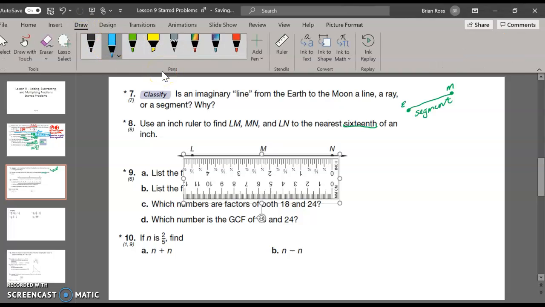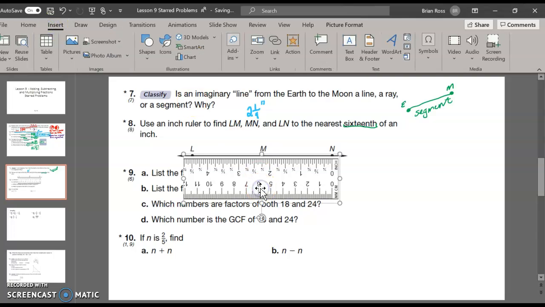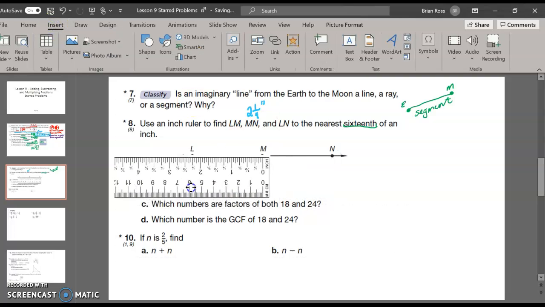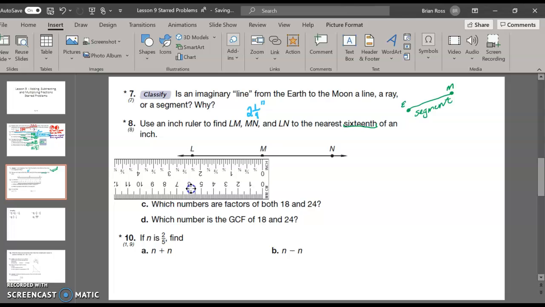Okay, so we have MN is 1, 2, 2 1/4. So MN is 2 1/4 inches. And then we need to move this to find LM. So let me get out of the draw part, see if it'll let me move it. LM, so I'm putting my 0 on M.